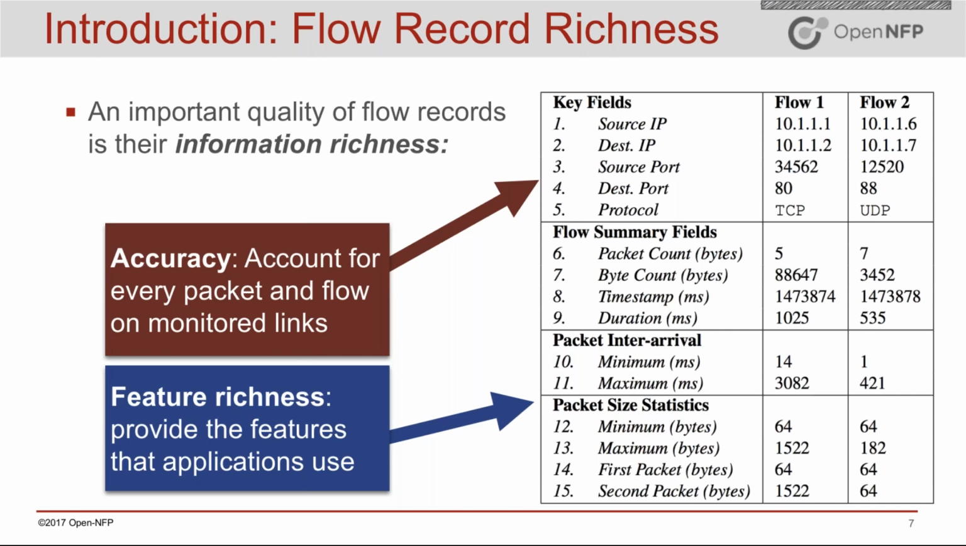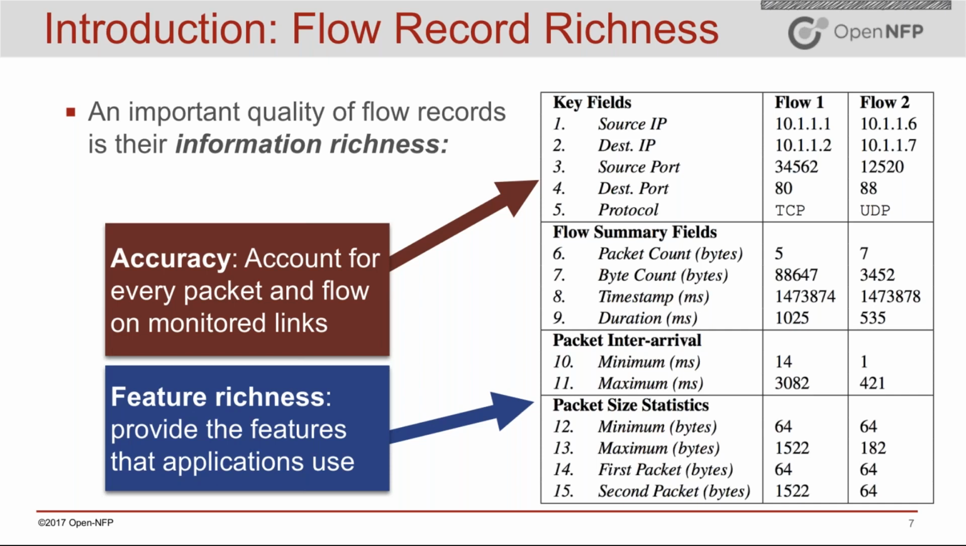The other aspect of information richness is feature richness. This table on the right shows some example features that a flow record can have. There are basically an infinite number of other features that it could have instead. And different applications require different features. They're able to use them in different ways. So feature richness is important because it determines the effectiveness of your applications. Particularly with a lot of recent machine learning approaches, you can really get a lot out of having different dimensions of the traffic summarized by different features.